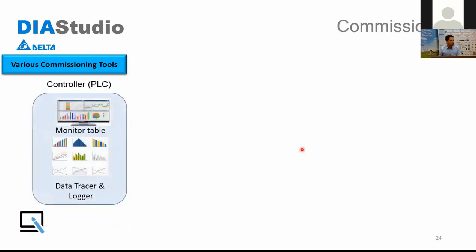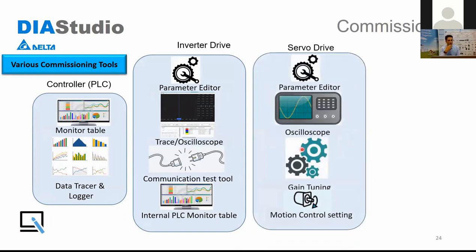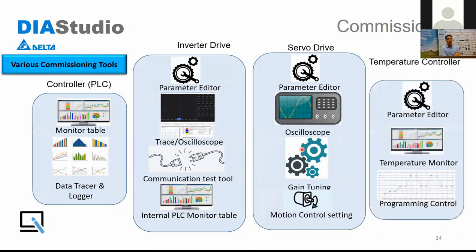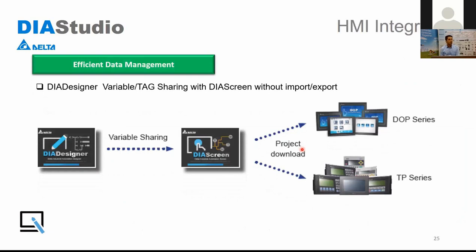Okay, how about commissioning? For commissioning, we have the monitor table and data tracer and logger. For the inverter, we have the parameter editor for sure, and trace oscilloscope, internal PLC monitor table, and communication test tool. For servo, parameter editor, oscilloscope, gain tuning, and motion control setting. And for the temperature controller, same, parameter and monitoring. So for commissioning, for different devices, we have different tools. And as I said, it also allows us to share the variables directly between the designer and the screen.